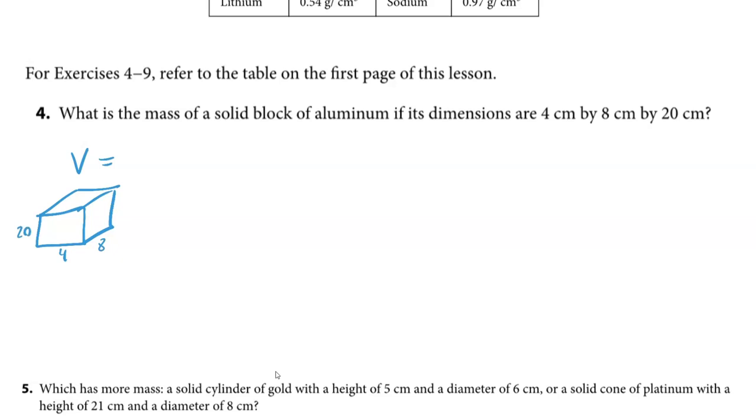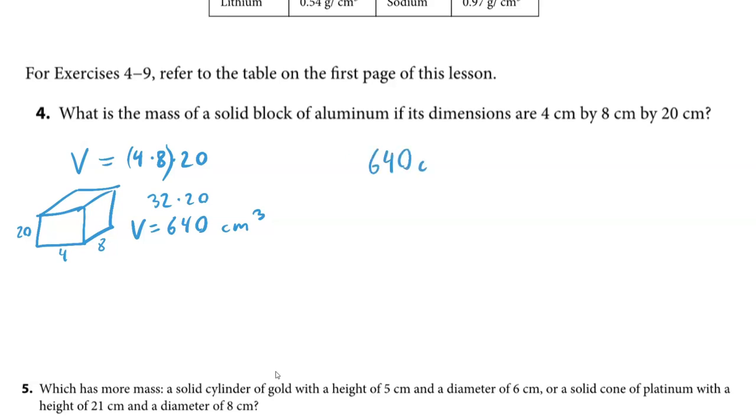Whichever two you choose to be the base, it doesn't matter. So we get 4 times 8 times 20. So let's pretend that was the base. So we get 32 times 20. That's 640. So the volume is 640 cubic centimeters. Now we need to somehow convert this volume into density. Now there's formulas, but I like to use units.